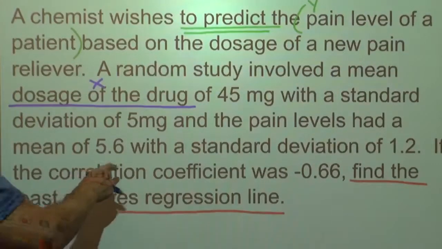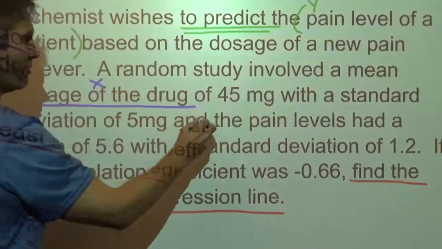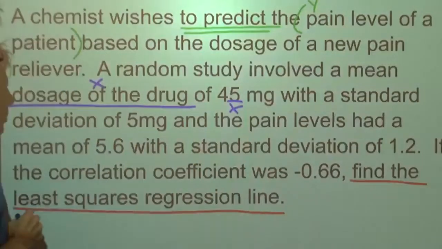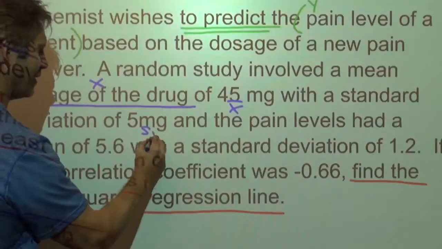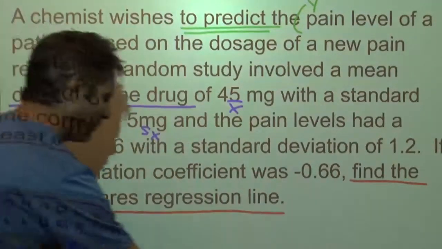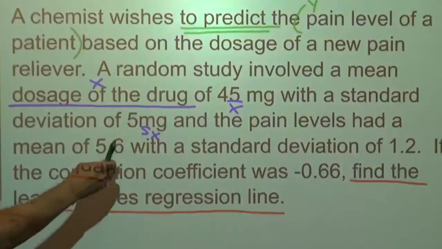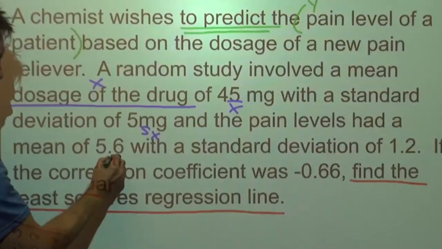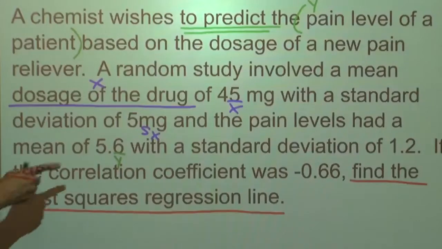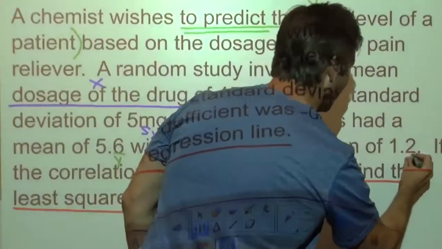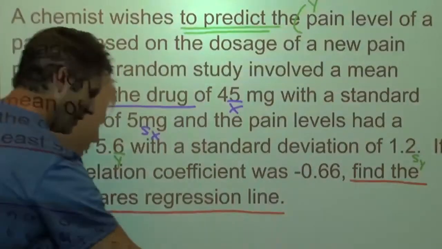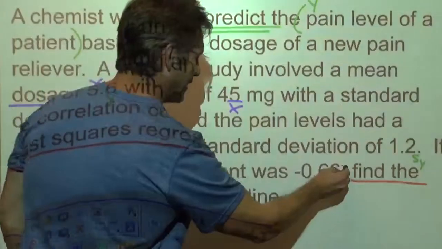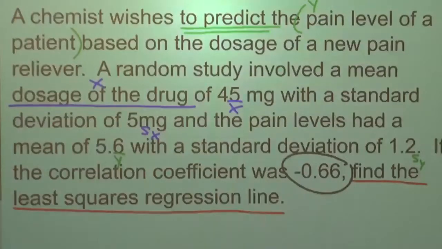So if we say that the mean dosage of the drug is 45, this then is x bar. With the standard deviation of 5, this is the standard deviation of the x's. The pain, those are the y's. So the pain level, its mean is 5.6, so that is y bar. And the standard deviation is 1.2, that's the standard deviation of y. And I think we're pretty good at saying, well, by golly, that then must be the r value, the correlation coefficient. So we got everything we need.